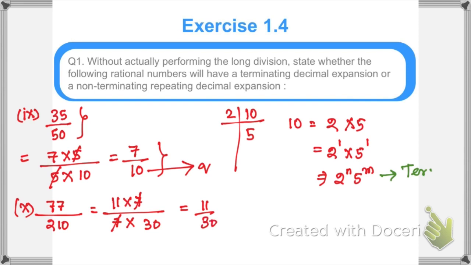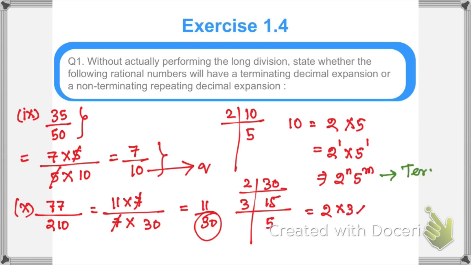So now we will find the prime factorization of 30. Performing the prime factorization of 30, we get 2 1s are 2, 2 5s are 10, and 3 5s are 15. So this is of the form 2 into 3 into 5 equals 30. So this is not of the form 2 to the power n, 5 to the power m. Therefore this is again a non-terminating decimal expansion.